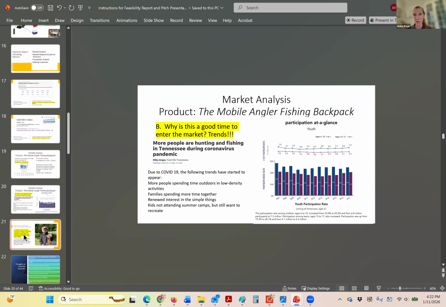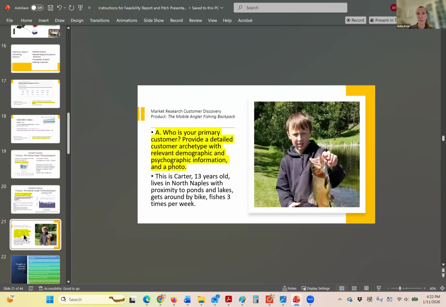We also want to look at our customer segment. So who is our customer? We want to be very, very detailed who our customer is. We're even going to give our customer a name and an age group and where they live and what they do. So we know now this is a customer who's going to use the backpack, may not actually be the customer who's going to purchase the backpack because it may be the parent of the child.